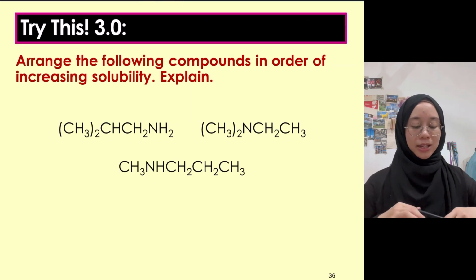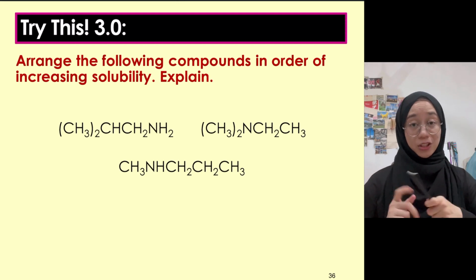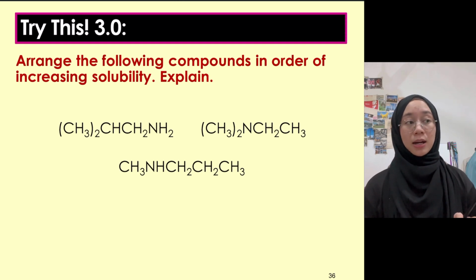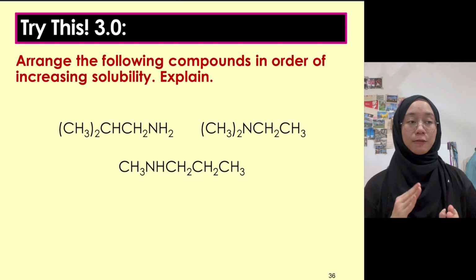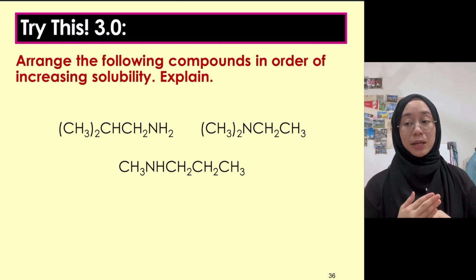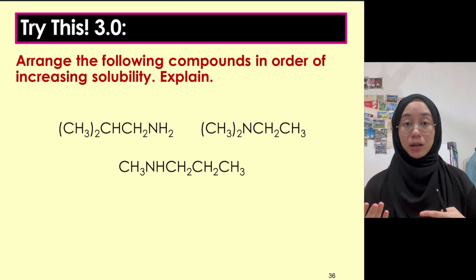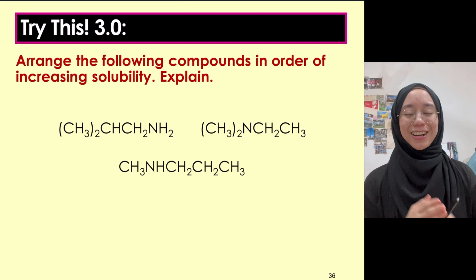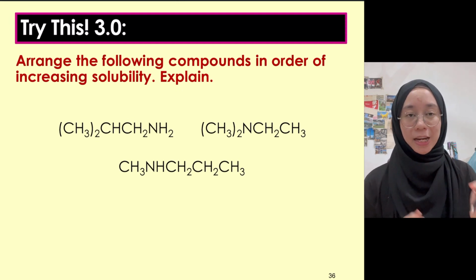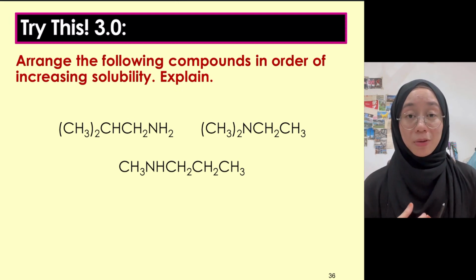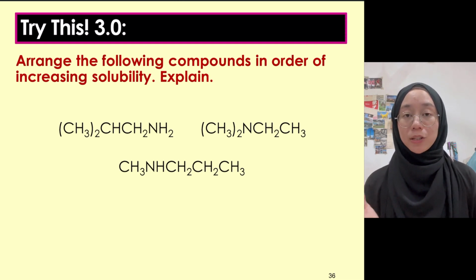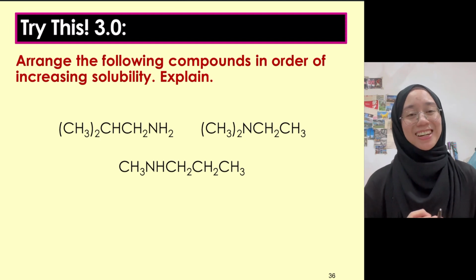Okay, so now try this 3.0. Okay, so arrange the following compound in order of increasing solubility and then explain your answer. So what should you do then? Semua yang diberi pada kamu kat sini adalah amine. You just have to try to classify them. If they have the same number of carbon, and then kena kira number of carbon. Apa Miss cakap tadi? If they have the same class, kalau kamu ada amine tu adalah kelas yang sama, let's say secondary dengan secondary, and then you have to count the number of carbon. Okay, tapi kalau kelas dia semua berbeza, then you can just cakap pasal hydrogen bond, number of hydrogen bond. Okay, alright, bye bye, itu sahaja.